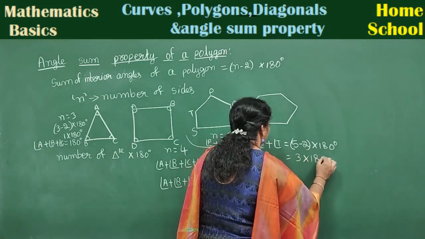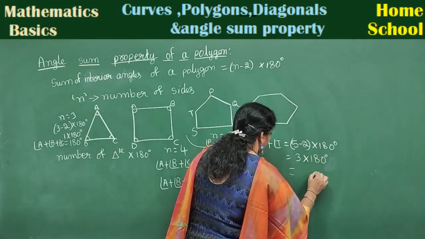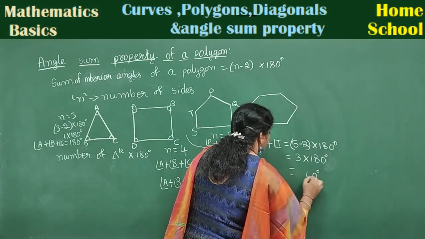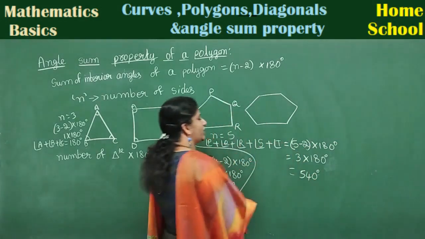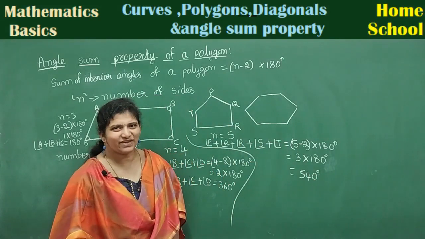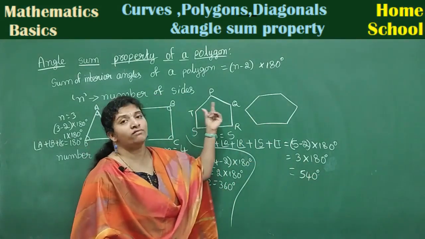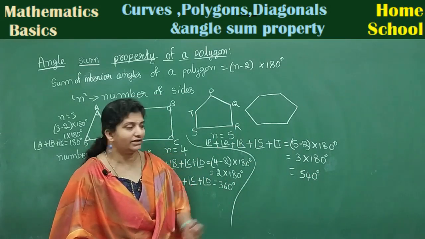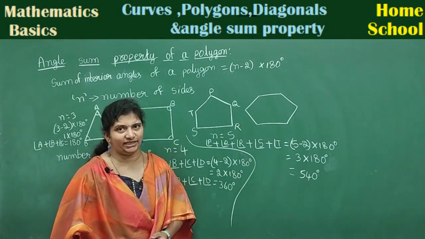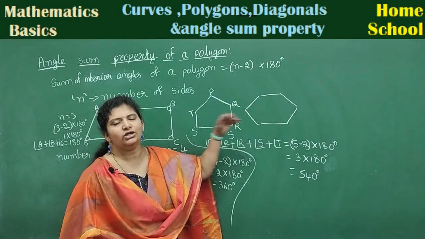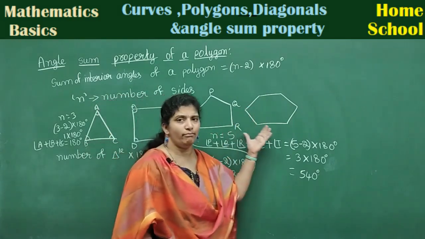3 into 180 degrees will be 540 degrees. It's very easy, no? Angle sum: the sum of the interior angles of a pentagon is equal to 540 degrees. Similarly, you can go with the next polygon.